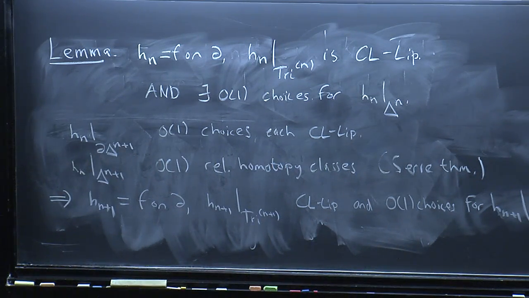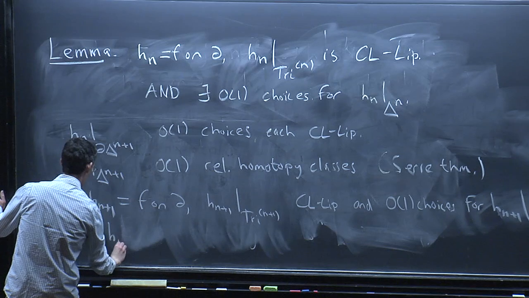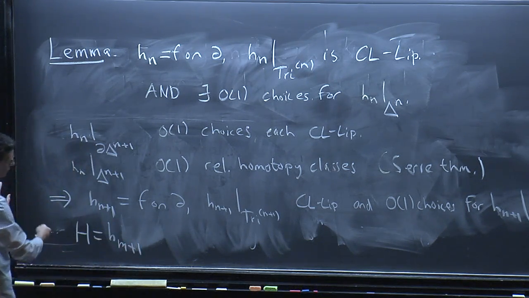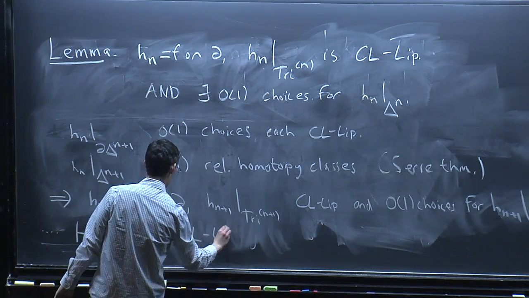Cool. OK. And then we just keep doing this. And our final homotopy is when we get up to the m plus 1 skeleton. In other words, the whole space. So this is CL Lipschitz.